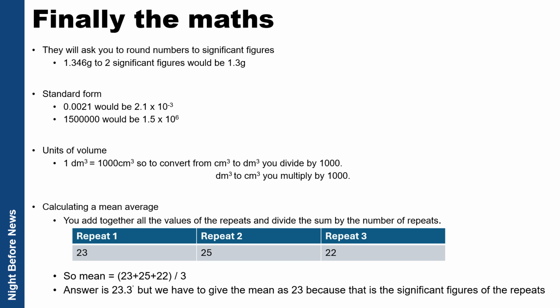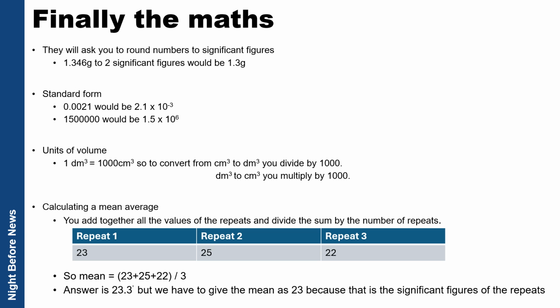They may also ask you to give results in standard form. So I've given you 2 examples here. We've got 0.0021 and that would be 2.1 times 10 to the minus 3. So if you imagine the decimal place is between the 2 and the 1, we've moved it to the left 3 spaces. Okay, so minus 3. And the next one is 1,500,000, which would be 1.5 times 10 to the 6. And this time you imagine that the decimal place is between the 1 and the 5, and we've moved it to the right 6 places.